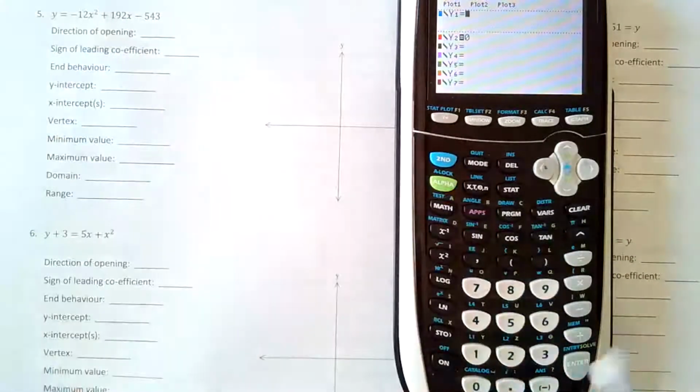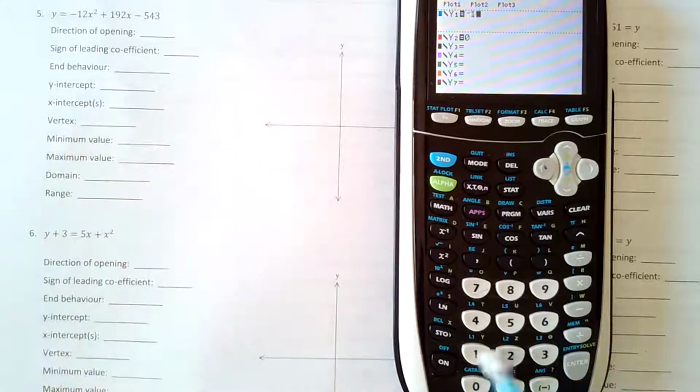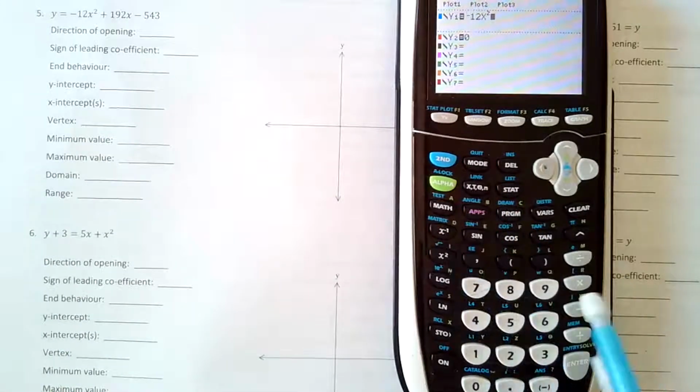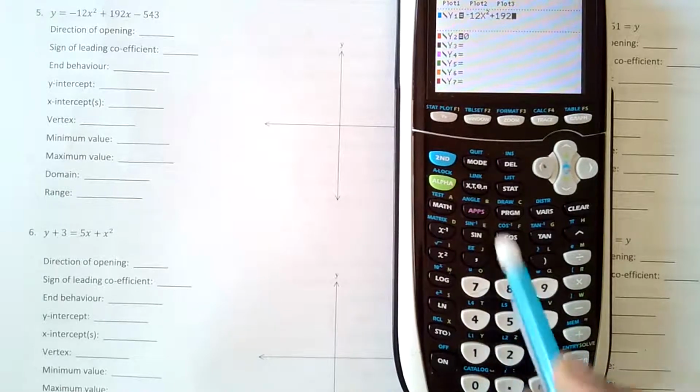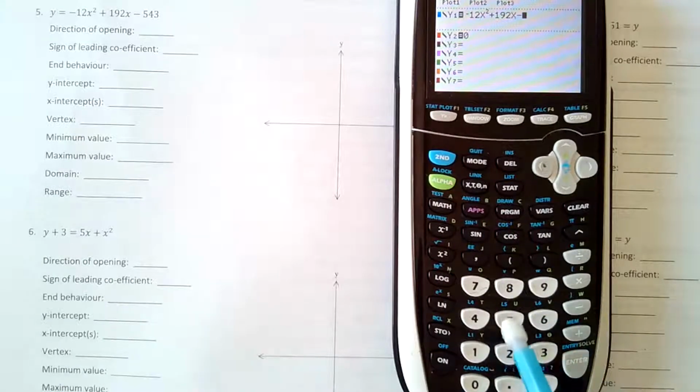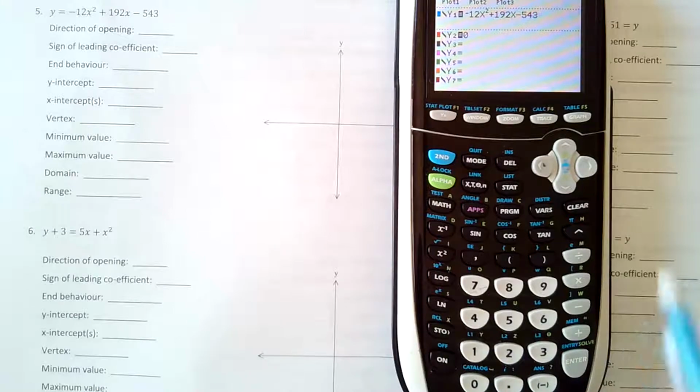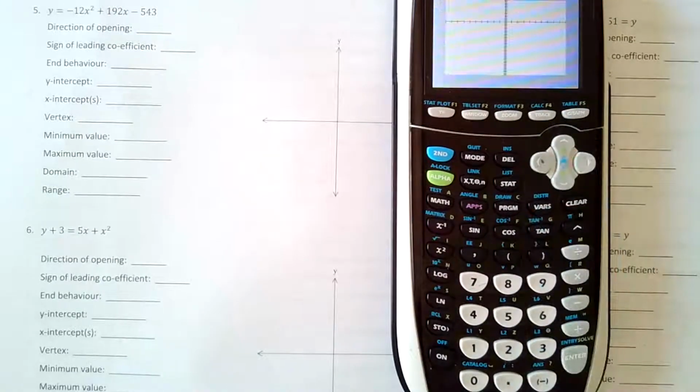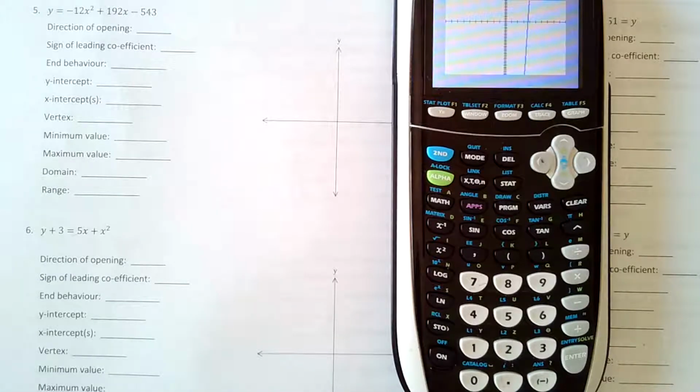Now enter this into my calculator: negative 12x squared plus 192x minus 543. Press graph, and the chances are you wouldn't see anything. I can see here no matter what I do. Oh, I do see something, but only part of it seems to be a line.